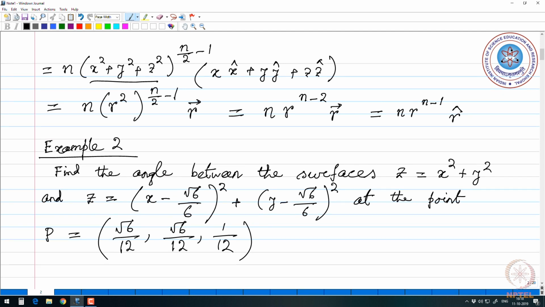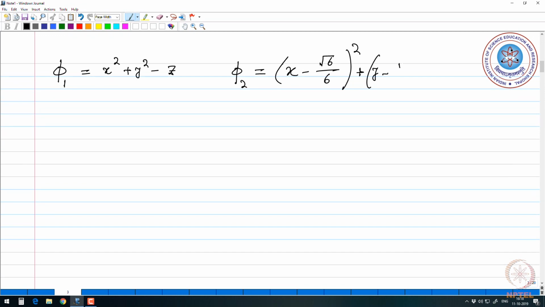So, how do we find the angle between two surfaces? The direction of the surface is given by the normal to the surface. And how do we find the normal to this surface? Let us see. If we consider two functions phi 1 and phi 2, phi 1 is given as x square plus y square minus z, and phi 2 is given as x minus square root 6 over 6 square plus y minus square root 6 over 6 square minus z.